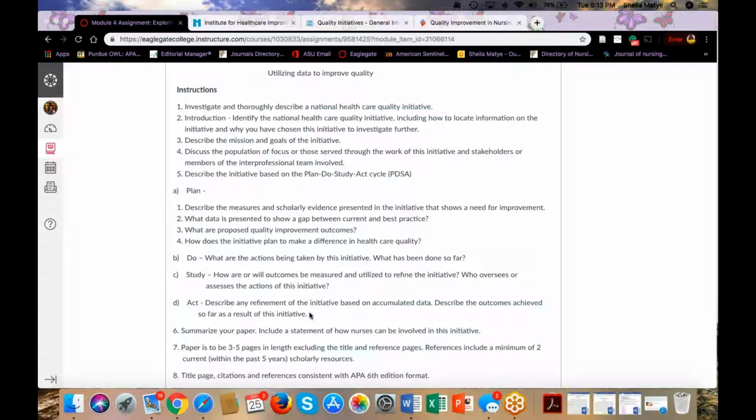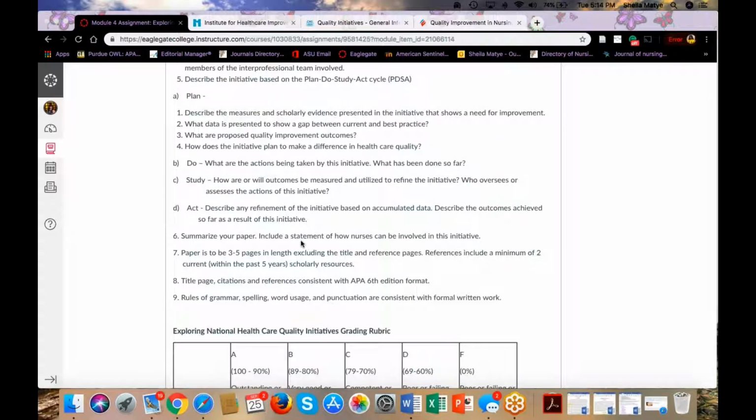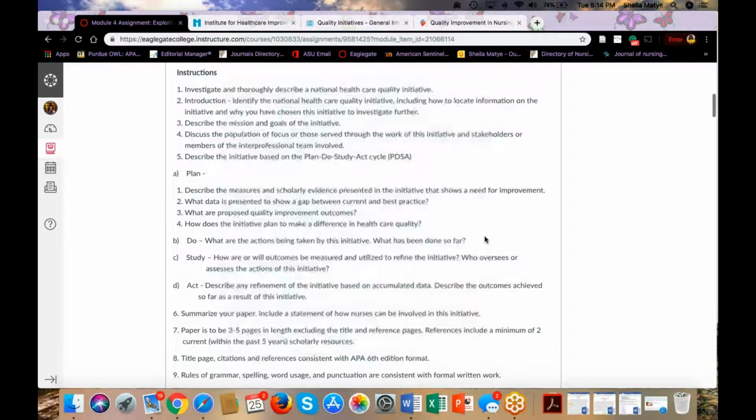Some students are in the midst of doing one, and that's perfectly okay. Just make sure that you let us know. We're not in the final stages yet, but this is what's going on now. But this is what we hope to achieve when this initiative is completed and evaluated. And then lastly, summarize your paper. And again, include a statement of how nurses can be involved in this initiative. Make sure you don't forget that.